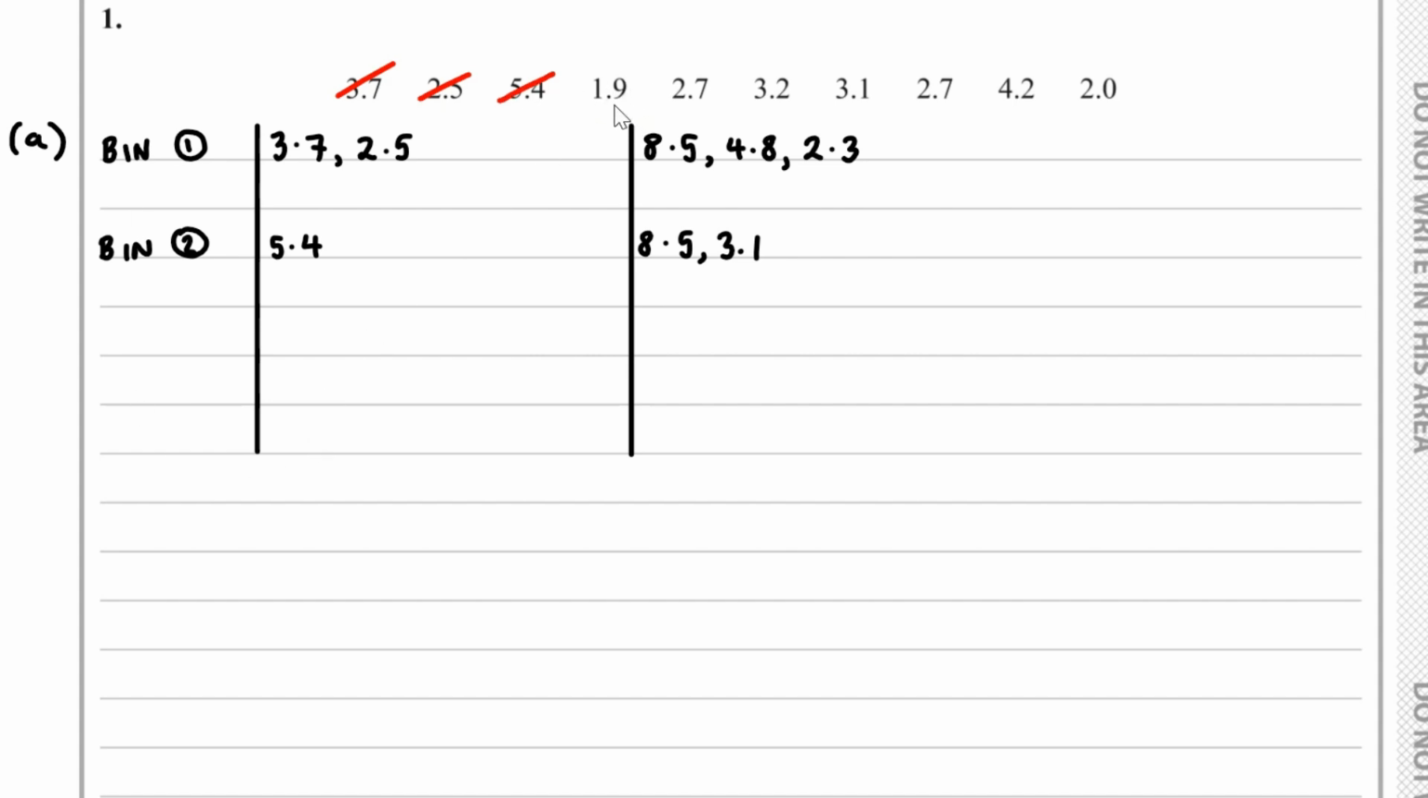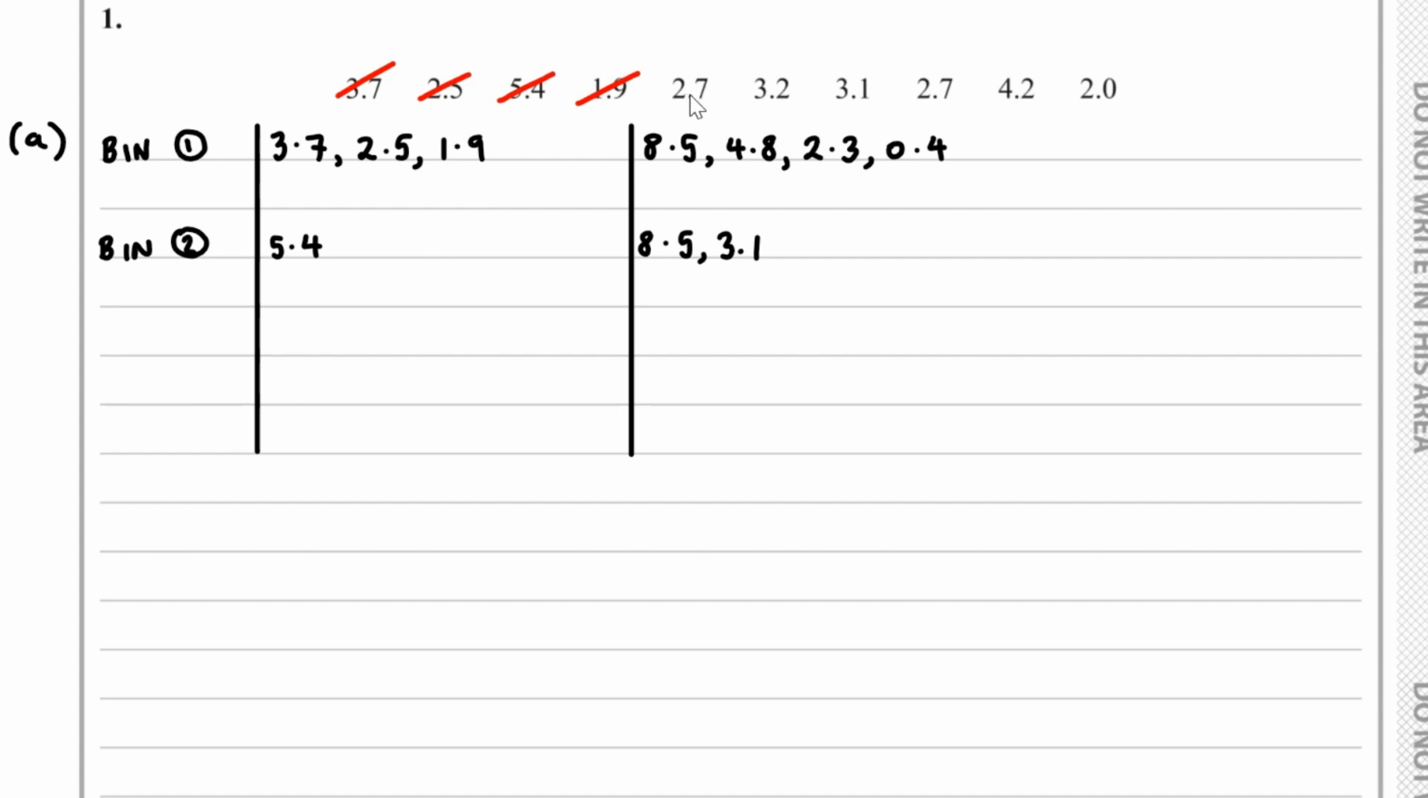Let's now take a look at the 1.9. Well, clearly there is enough space in bin number 1 to put the 1.9 into it. So we add the 1.9 into bin number 1, and therefore the space remaining will be 2.3 take away 1.9, which is 0.4. So the space remaining in bin number 1 is 0.4. Let's mark this off.